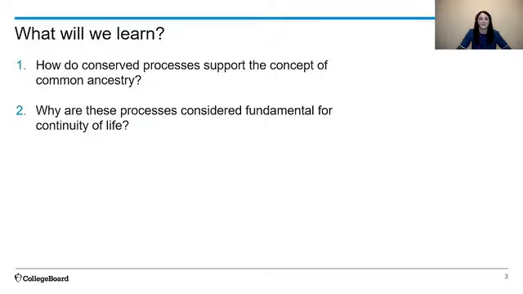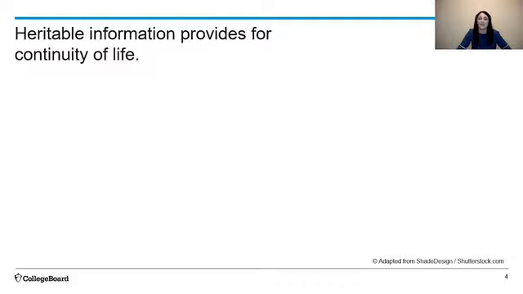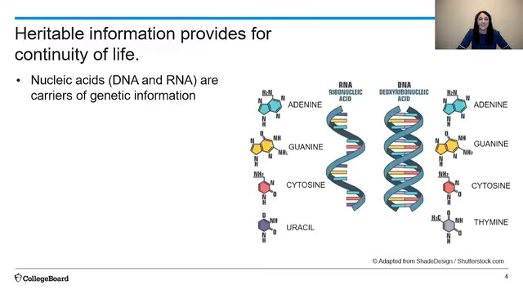So here we go. Heritable information provides for the continuity of life. So nucleic acids like DNA and RNA are carriers of genetic information. And you can see in this image, we have a model of those. And the nitrogenous bases that are parts of those molecules and the order of those nitrogenous bases carry genetic information. And that genetic information is transferred to other cells during cell division. And transmission of genetic information can also be from one generation to the next, and that helps to provide continuity of life.